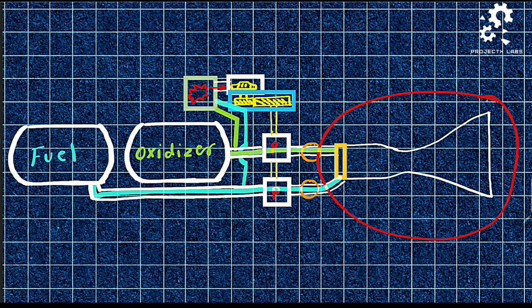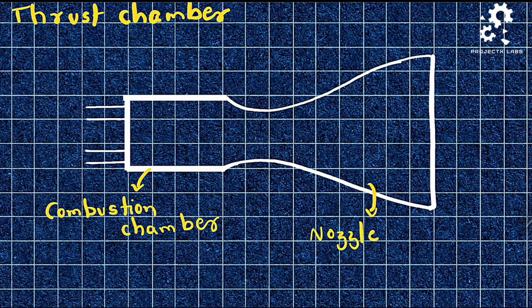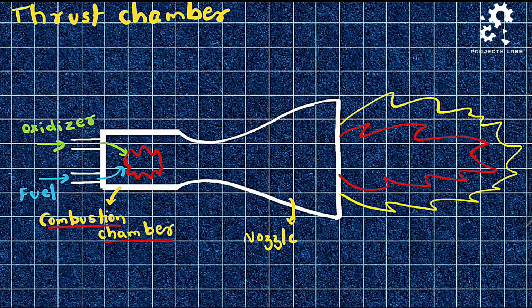Coming back to the thrust chamber, it involves the combustion chamber and the nozzle. Here, the oxidizer and fuel are combusted inside the combustion chamber. Later, the combusted product is expelled out of the nozzle as a jet. As a reaction, the forward thrust is generated.